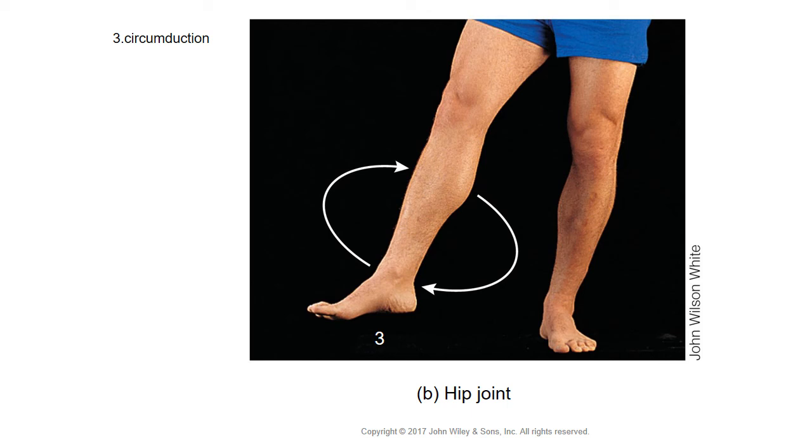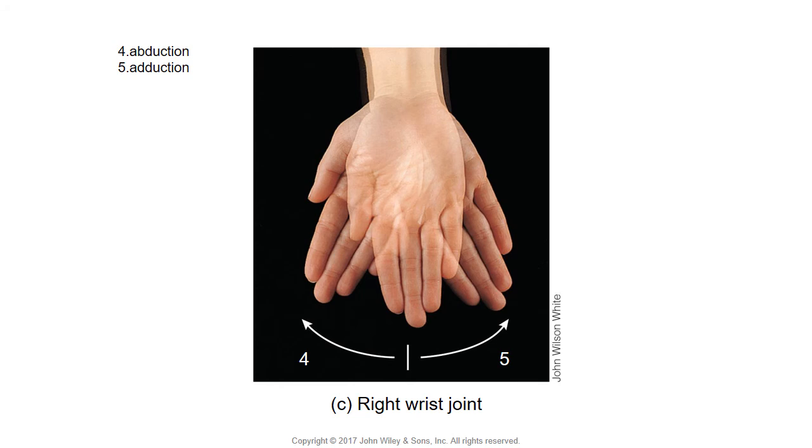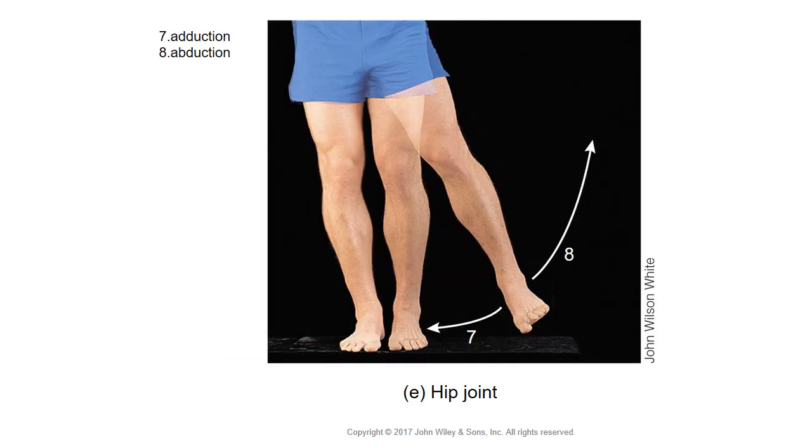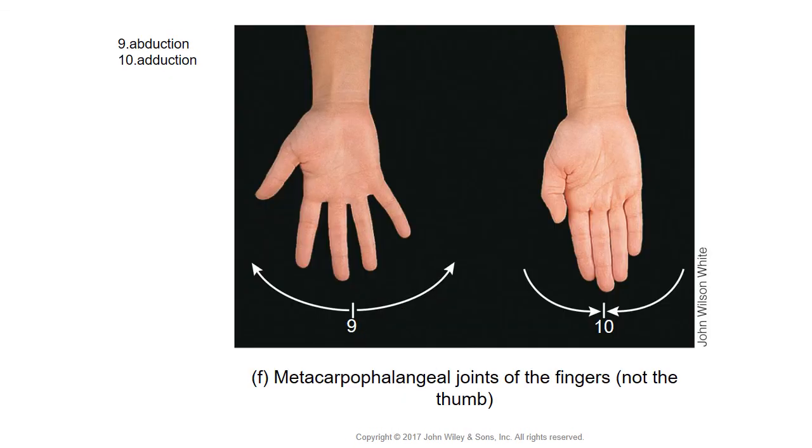Circumduction, you're making a cone shape there. Next slide. Abduction and adduction, you can actually do it at the wrist. Take the wrist and move the fingers away from your body is abduction, and then bring back would be adduction. Circumduction, again at the shoulder joint, and abduction, adduction at the hip joint. Abduction, adduction with the fingers. So you can abduct the fingers and take them apart, and adduct them and bring them back together.